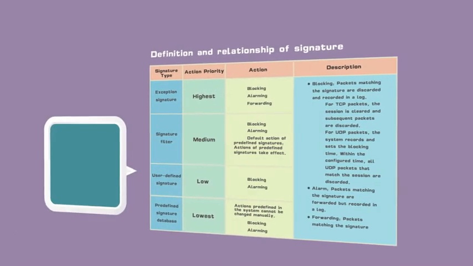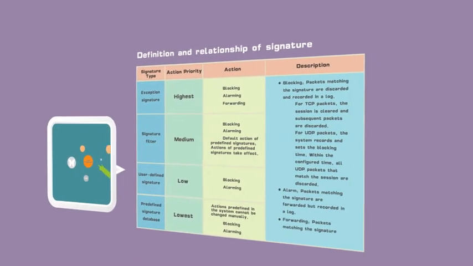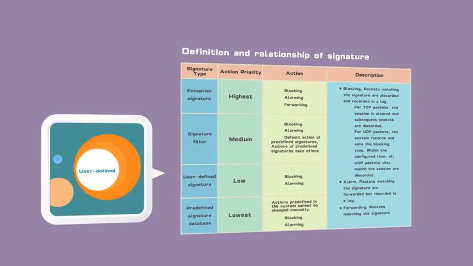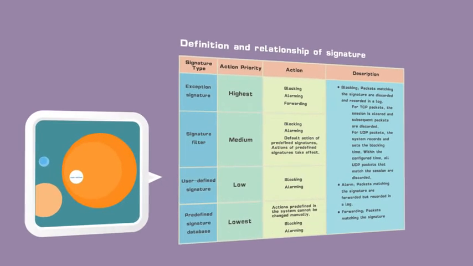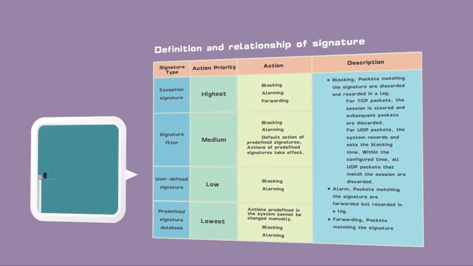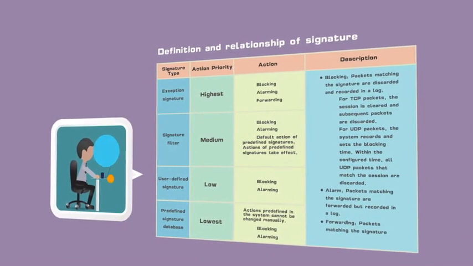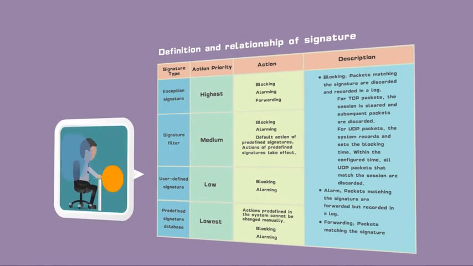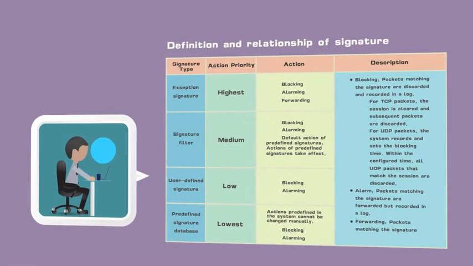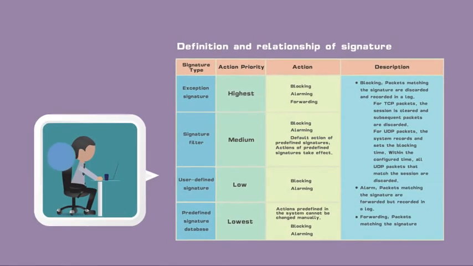User-defined signature. User-defined signatures are created by the administrator according to the characteristics of intrusion behavior. The administrator creates such signatures in the following scenarios. When the administrator wants to reject or record a certain behavior that is not included in predefined signatures, when the network is undergoing an attack but the IPS signature database has not been updated, the administrator can create a signature for the attack according to the attack characteristics. After the IPS signature database is updated, the created signature takes effect.